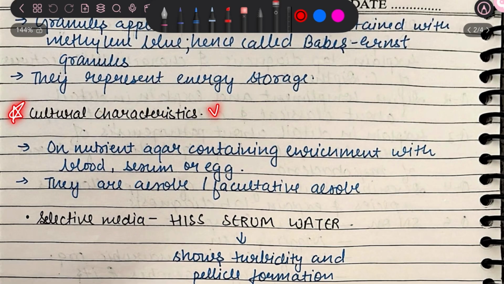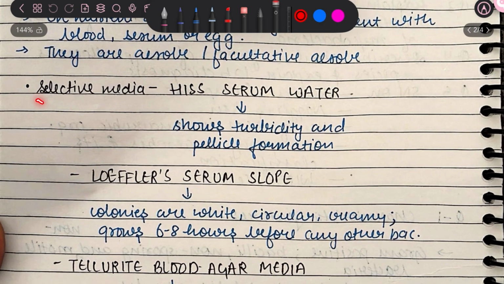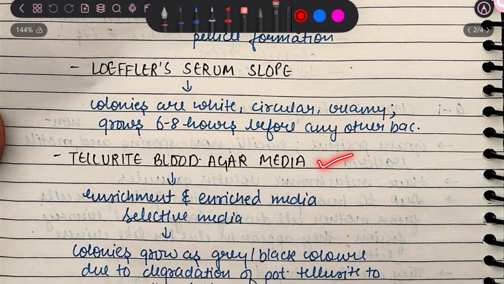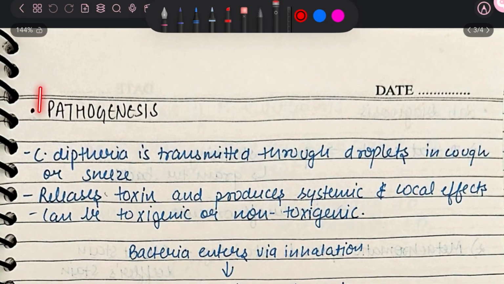Next is the cultural characteristics. It is very important because you have to write everything about each and every culture. If it is on nutrient agar, if it is aerobic, non-aerobic, you have to write selective media because every organism has its selective media. This is how I wrote for Corynebacterium diphtheriae, and next would be pathogenesis.